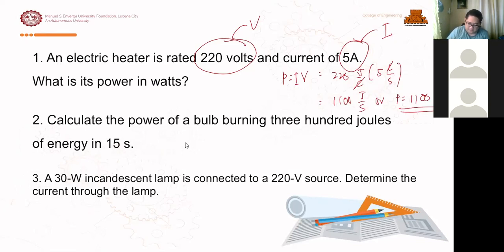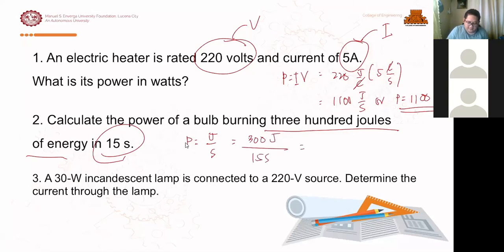Next, calculate the power of a bulb burning 300 joules of energy in 15 seconds. Okay? So for power, the unit we need is joules per second. Given already is the energy in joules, then we have a time of 15 seconds. So we just need to divide directly by 15 seconds. So, what is it on the calculator? 300 divided by 15 is just 20 watts.